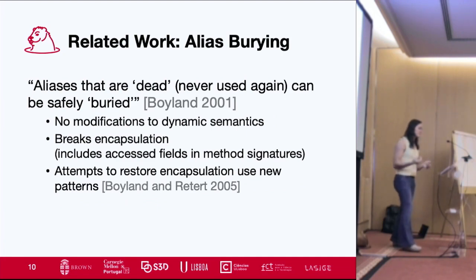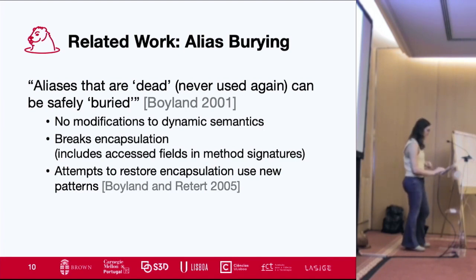So another work is alias burying. I'll try to get through this list here since you've probably seen some of these, but the idea here is that if we don't use an alias, it doesn't matter, and so we can just sort of go through our program and reason about it that way. This does, though, break encapsulation, at least the way it was formulated first of all, where you would have to include the accessed fields in a method. Java developers are not used to that restriction, having the accessed fields be in the public API. And yeah, attempts to restore this encapsulation use new patterns like effects.